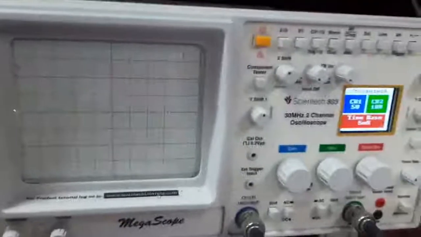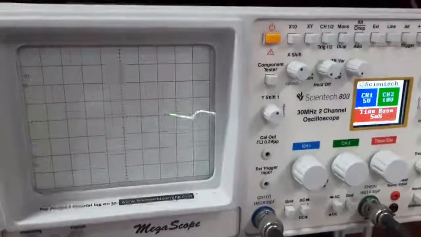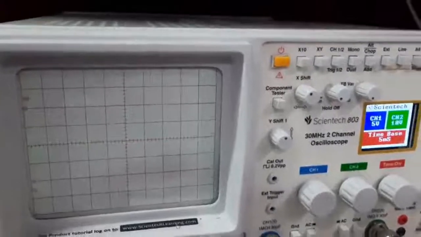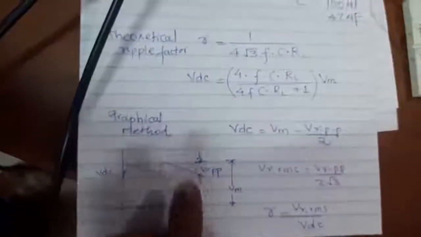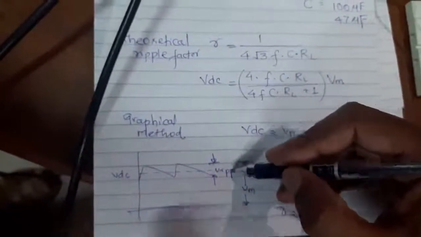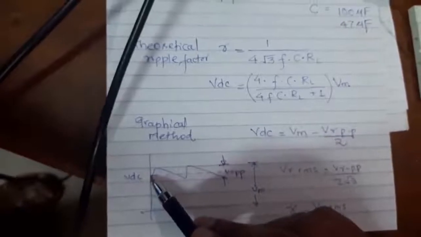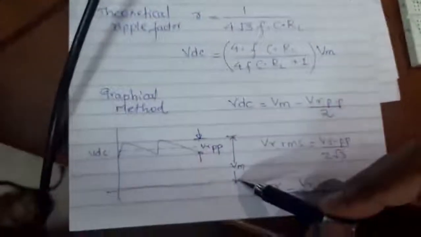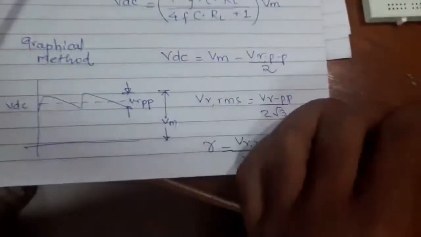So you are getting a proper filtered output. Now we will see how the VM looks. What you can see on the CRO is exactly what is in the book. From here to here it is VR peak to peak, and this is VDC, and the total is VM. Now what will happen if I remove the capacitor?